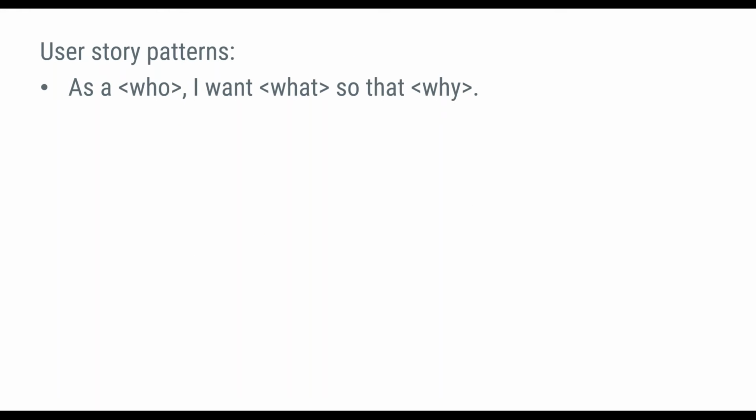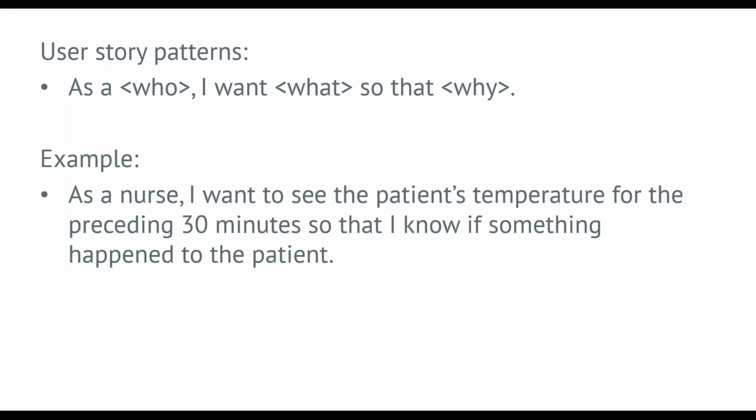So here is a user story pattern, and user stories are used very often in agile development and software development, but this type of pattern is also very useful when it comes to user needs. It's made up of a who, what they want to do, and that so that, or what they want to achieve, or the benefit that they want to achieve, or sometimes what they want to avoid. And if you apply this pattern, you could get a user story like this. As a nurse, I want to see the patient's temperature for the preceding 30 minutes so that I know if something happened to the patient.